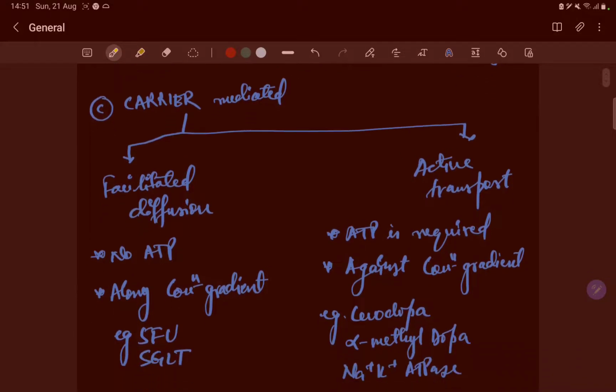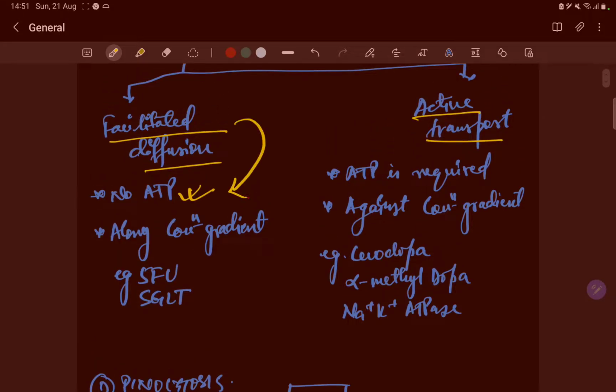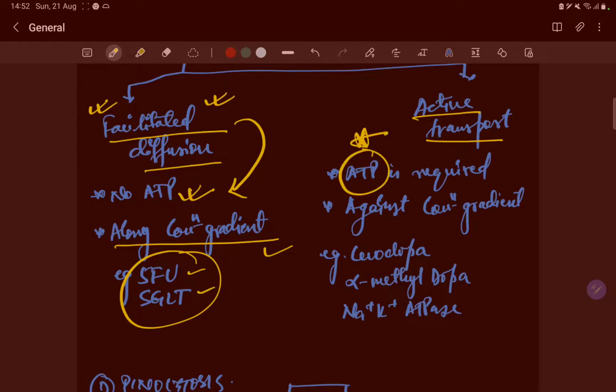Now carrier mediated transport may be of two types: facilitated diffusion and active transport. Facilitated diffusion does not use ATP, and it is very important because it is also a diffusion and it is facilitated, but it is along the concentration gradient, and some facility is required, that is some channels are required, SGLT and GLUT. These are the ways diffusion occurs. Now active transport is the only place where ATP is required. Please remember, in facilitated diffusion no ATP is required.